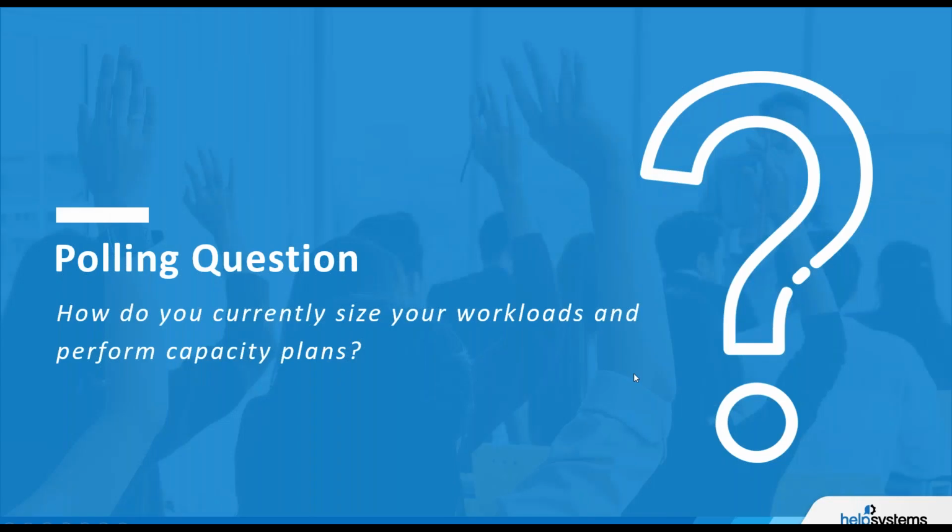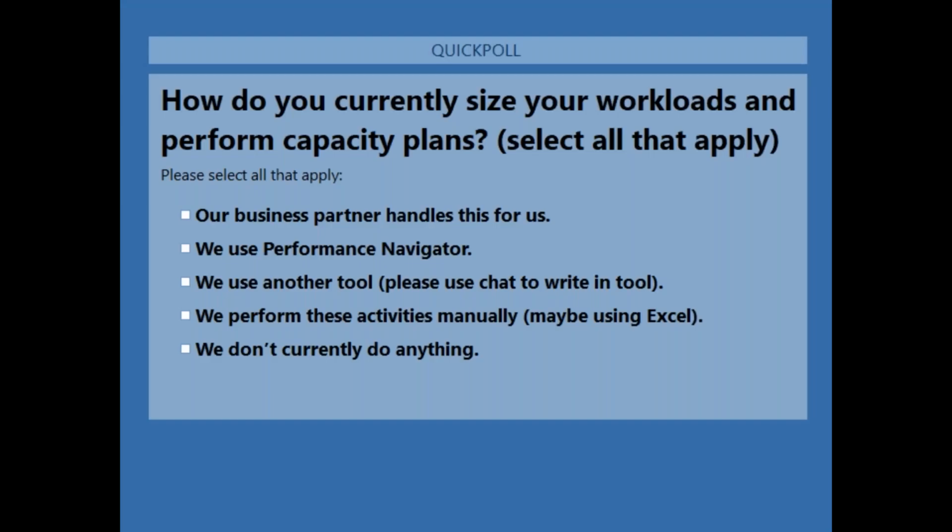Awesome. I guess we're on to the polling question next, and we'll launch the question and then do our best to recap it here. How do you currently size your workloads and performance capacity plans? Again, select all that apply. I apologize, there are none, but we can only have 5 answers on any question. So our business partner does this for us. We use Performance Navigator. We use another tool. If you do use something else, if you could use the chat or the question toolbar and let us know what that is, that would be wonderful. Appreciate that. We perform these activities manually.